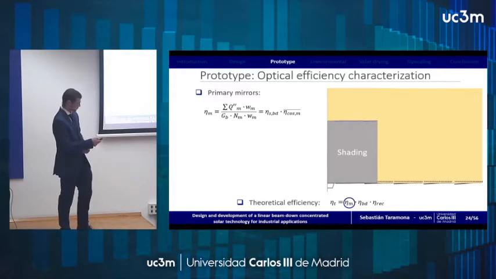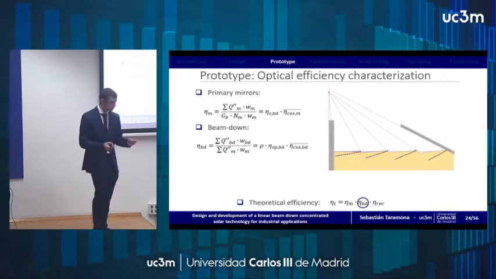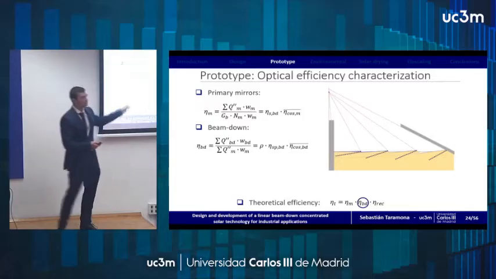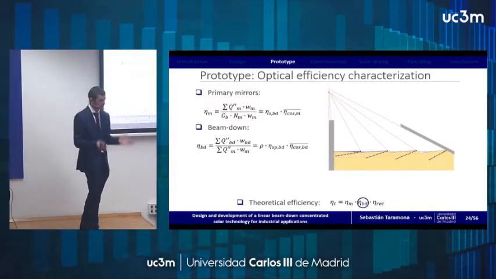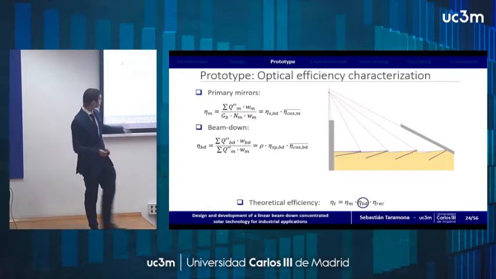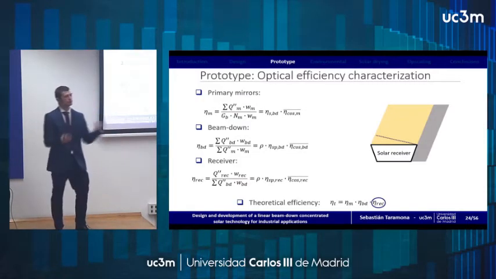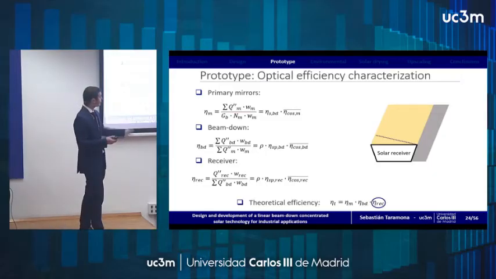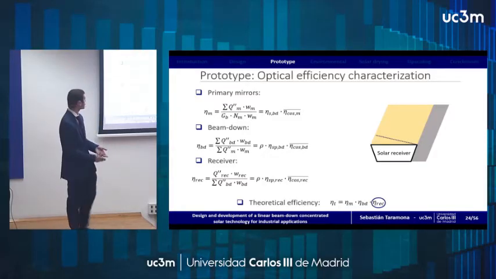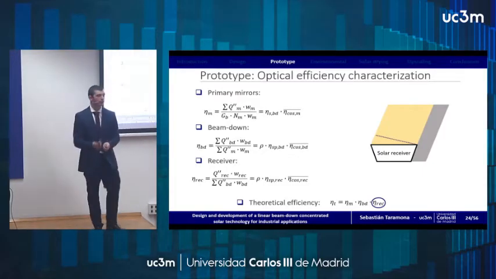On the other hand, for the beam down, since it's not an ideal version but a real one, we might have some spillage in the sides of the beam down, as it may not be perfectly pointing towards the focal point, and there may be some issues with that. So we have to take them into account also. And finally, for the receiver, we also have to take into account this cosine effect, because the sun rays are not reaching completely vertical. Instead, we have some tilt. And we may also have some spillage because, once again, this is not an ideal design process. And with all of these considerations in mind, we can obtain a theoretical efficiency of how the solar field is supposed to behave.